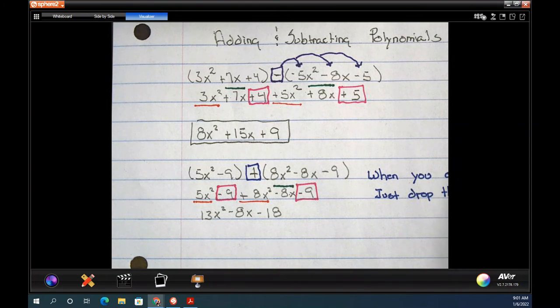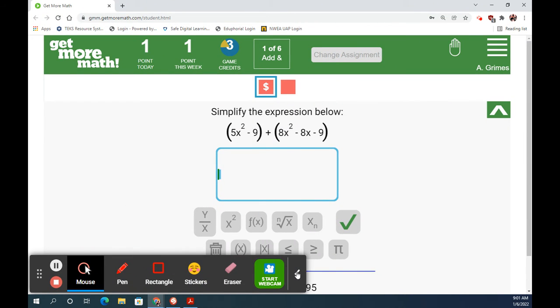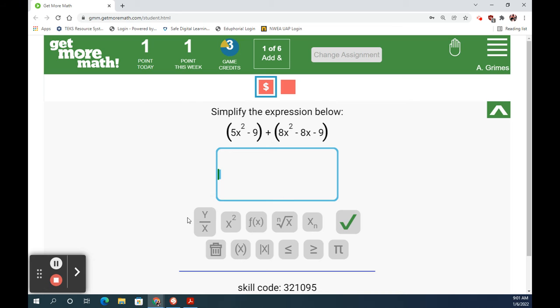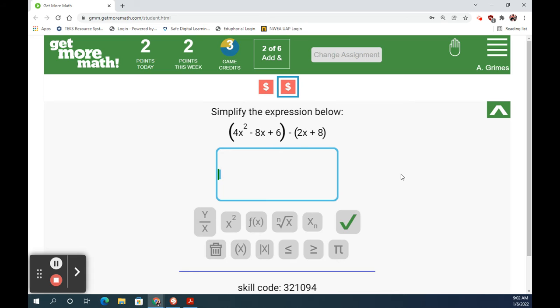Now, I'm going to show you this. All right, here's the thing. When you type in your answer, you would go ahead and go 13x. Now, to get the exponent, click this button right here. There's your square. Now, you can just hit the right arrow button. So that'd be 13x squared minus 8x minus 18. All right, write that problem down right there.